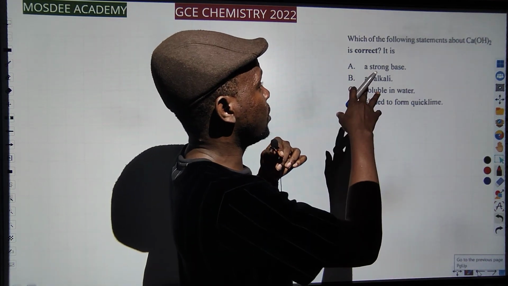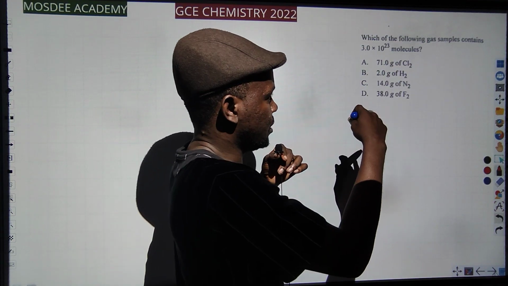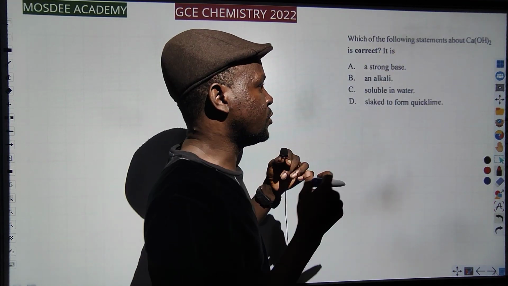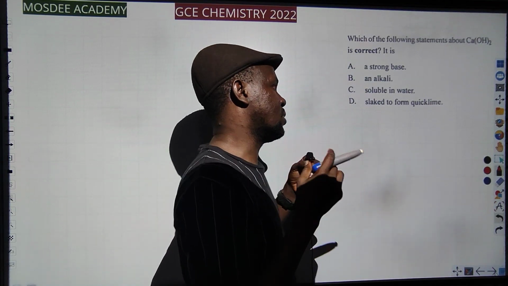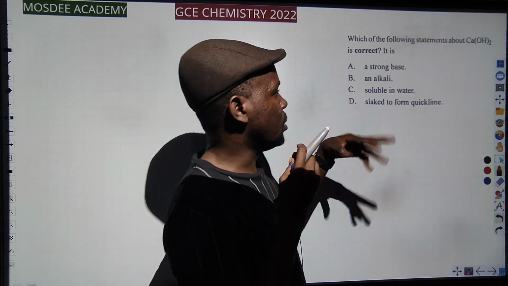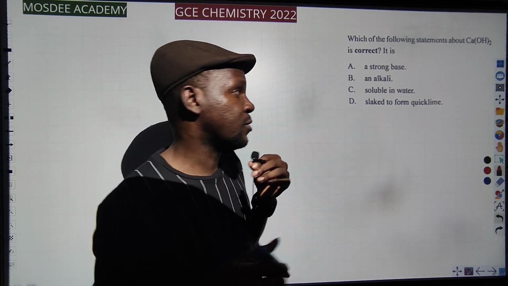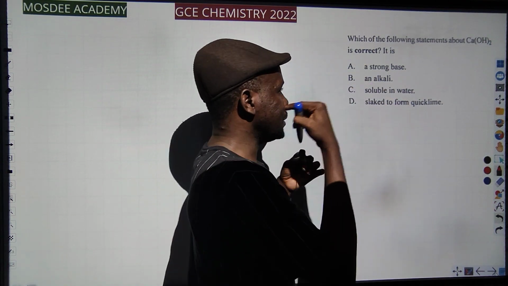The first one, which of the following statements about this is correct? No, just let me start from the last step. Ca(OH)2: you can see this is soluble in water, so this is an alkali. Alkali means what? A soluble base. So the answer is an alkali.